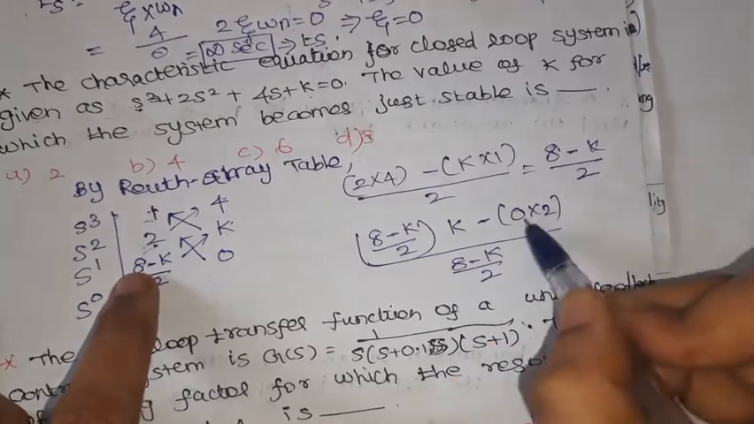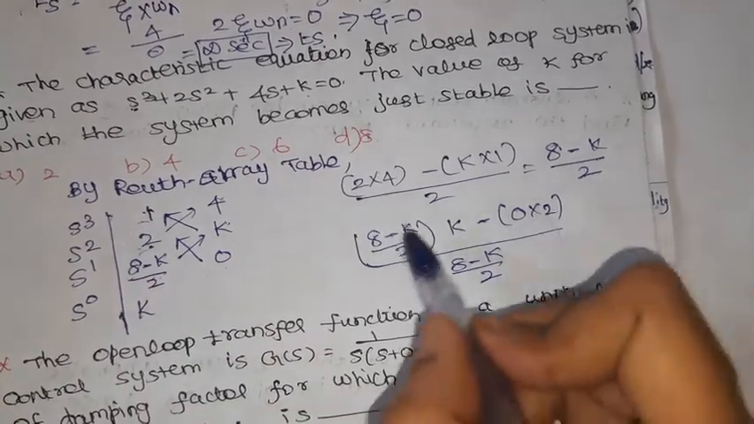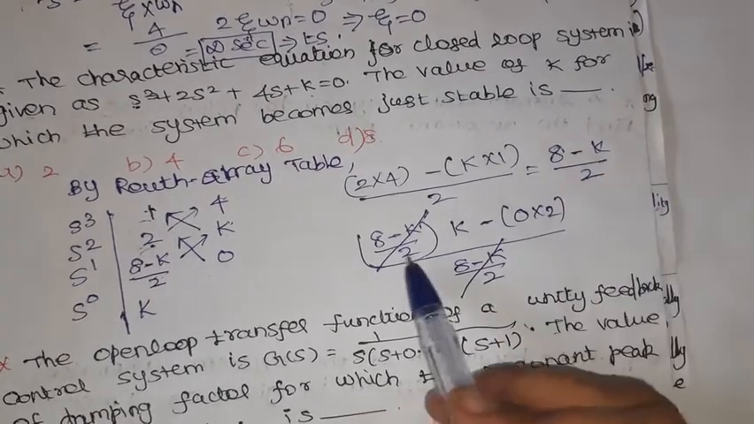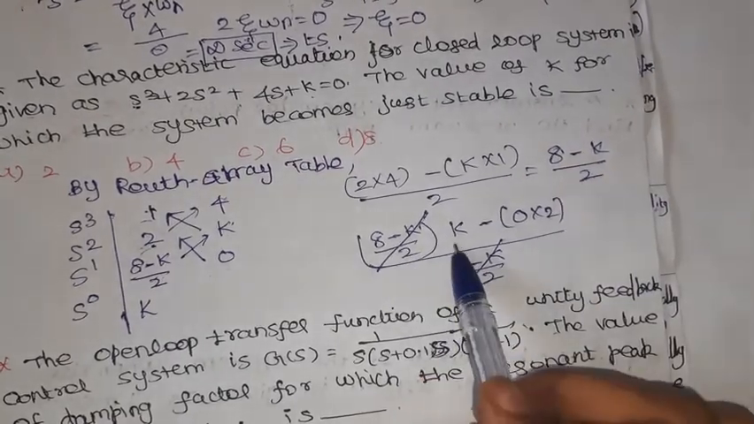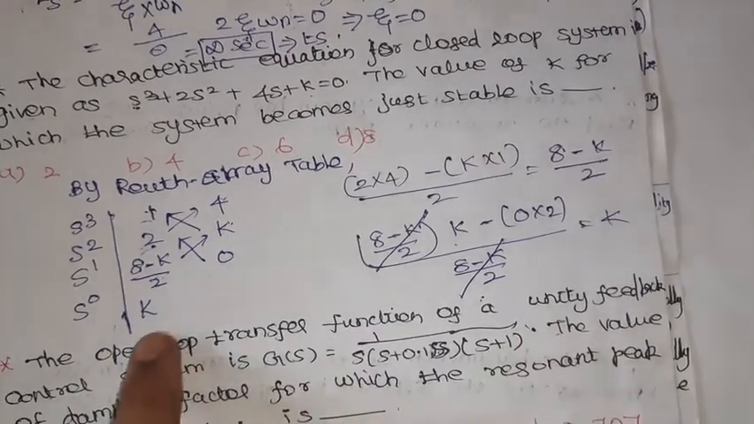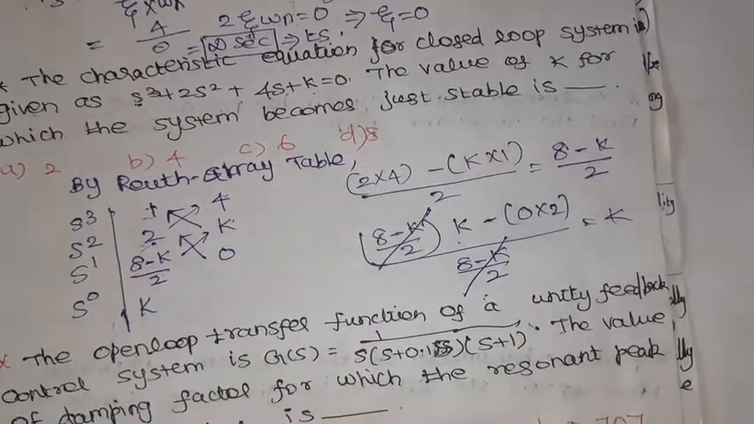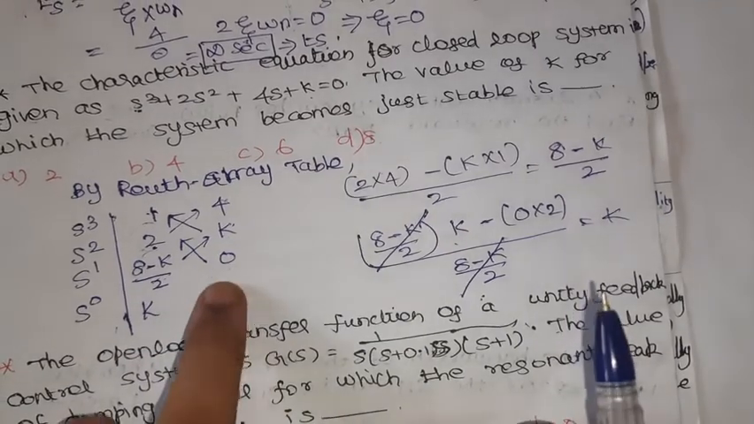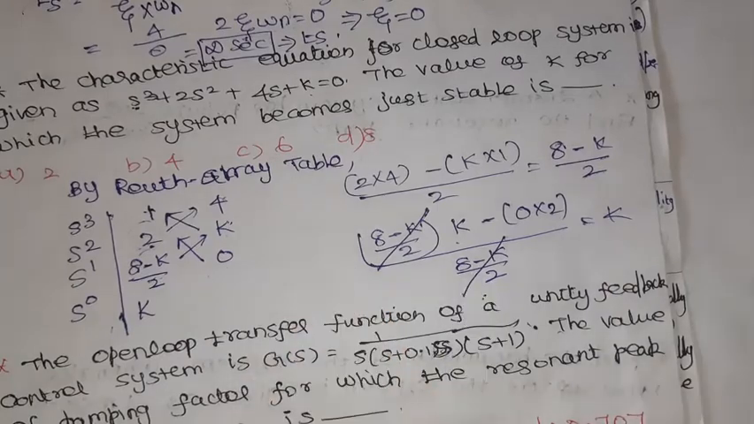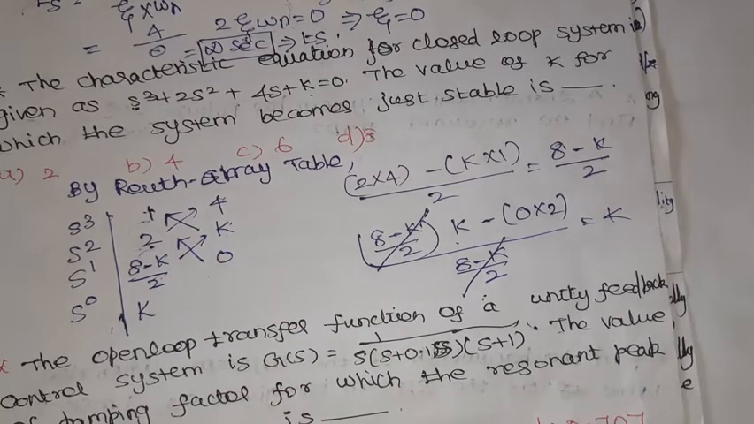So this term will get cancelled. 0 into 2 vanishes; cancelling these two terms, what we get is k alone. So no need to simplify further. Whenever 0 comes, just copy the above term here. So this is how we have formed the Routh array table.